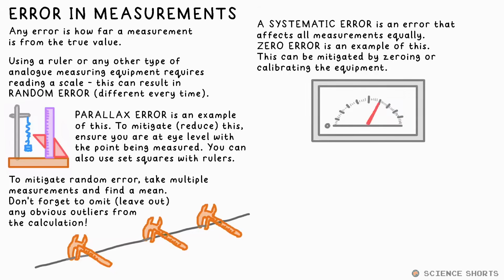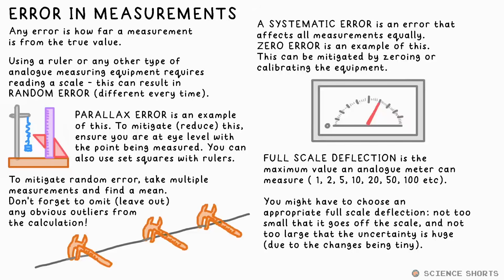In this case, your eye must be in line with the needle to avoid parallax error. Sometimes they have a mirror behind to help you with this. You might have to choose one that has an appropriate full-scale deflection for your measurements. That is, the maximum measurement it can make. This is usually 1, 2, 5, 10, 50, 100, etc.